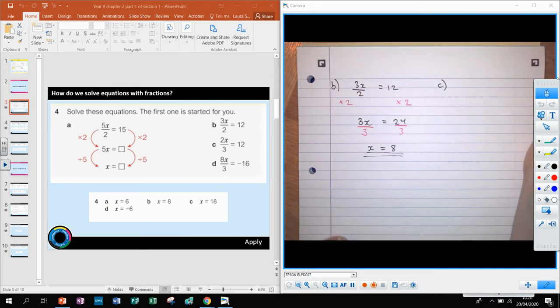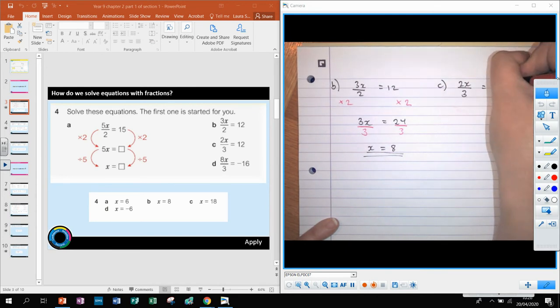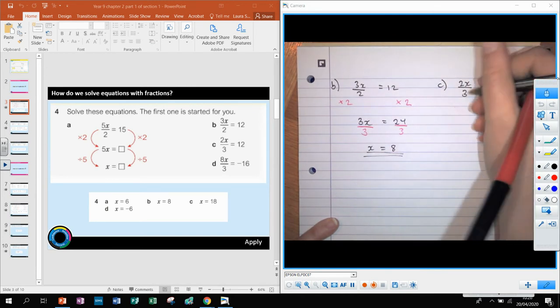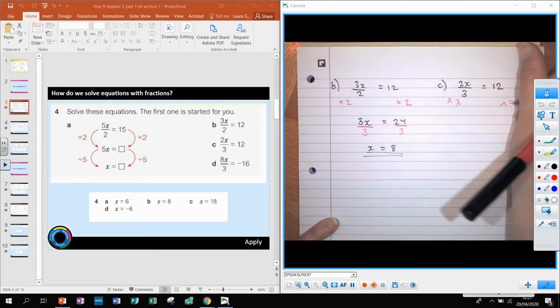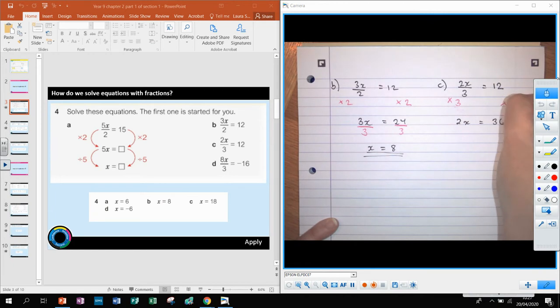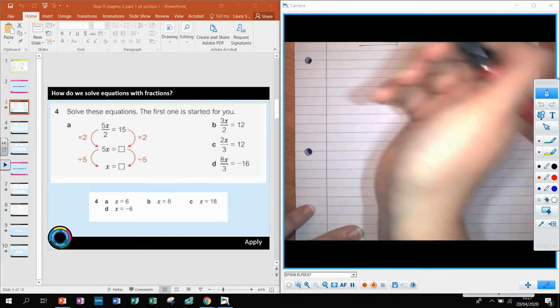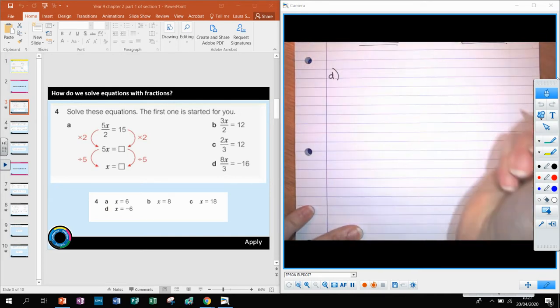For part C, we had 2x over 3 is equal to 12. Here we're multiplying by 3 to remove the denominator, and that gives us 2x is equal to 36. 12 times 3 is 36. We can then divide by the 2, and that gives us x is equal to 36 divided by 2, which is 18.